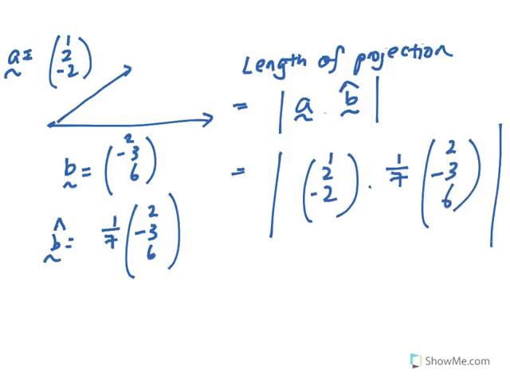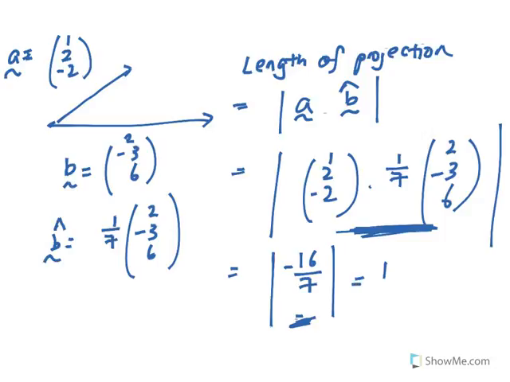I hope you can do this by yourself. This will just give you negative 16 over 7. Remember that this gives you a number, not a vector. This gives you a scalar. So you have the modulus of a number, so you're not doing any squaring or whatsoever. This is just the modulus of negative 16 over 7, which is just 16 over 7. Okay, so this is for part C.